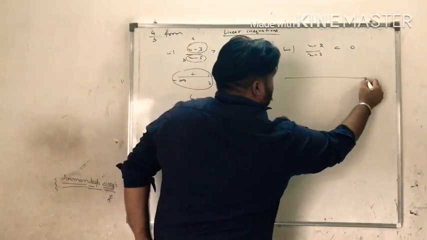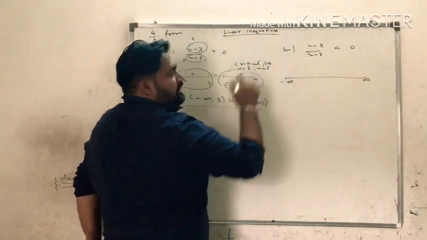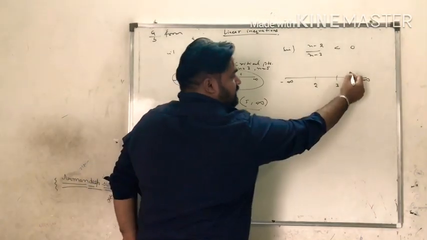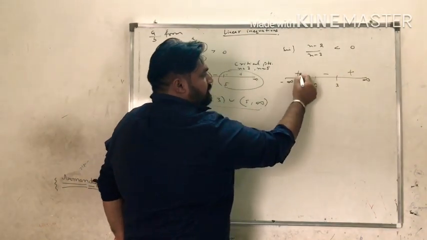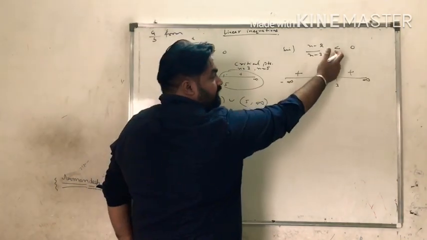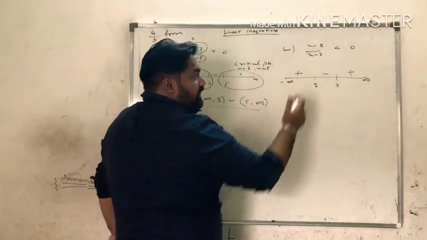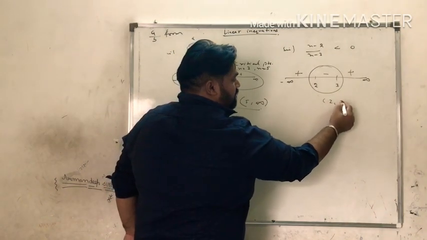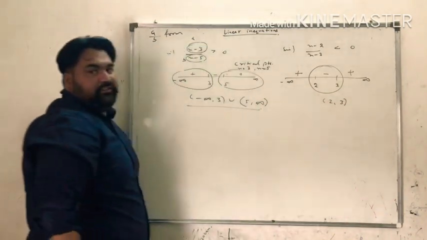Similarly, in this question, the critical points are 2 and 3. The sign is plus, minus, plus. But in the given question, the sign is less than. If the sign is less than, we select the negative part. So the answer is 2 to 3.